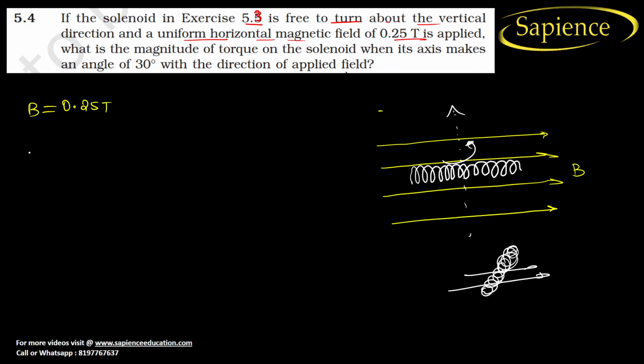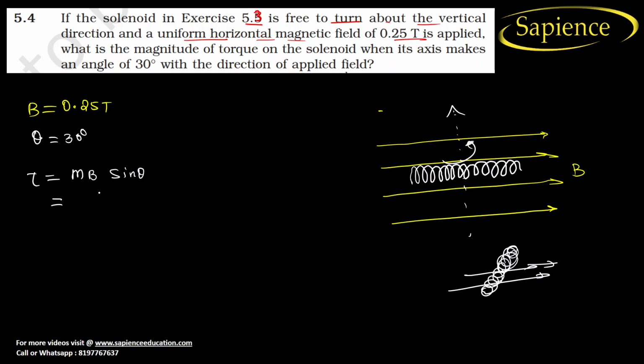It is making an angle theta equal to 30 degree with the direction of the magnetic field. What is the magnitude of the torque on the solenoid when its axis makes an angle of 30 degree with the direction of the applied field? So if the angle theta is 30 degrees, what is the magnitude of the torque? What is the formula for the torque? The formula for the torque is m, the magnetic moment of the solenoid, into the strength of the external magnetic field applied, into sine theta. I hope you have gone through the theoretical video.